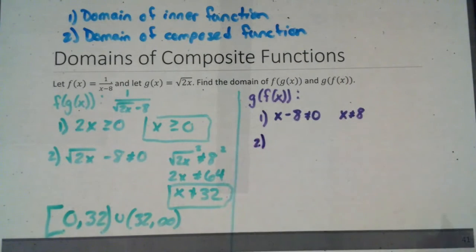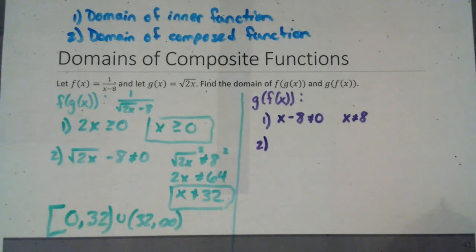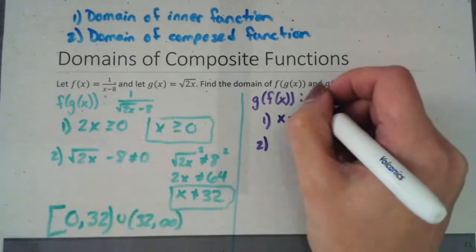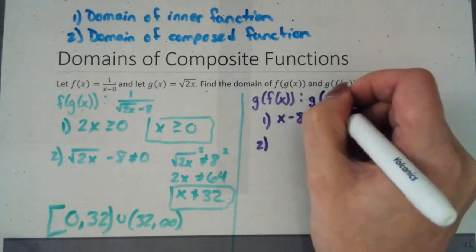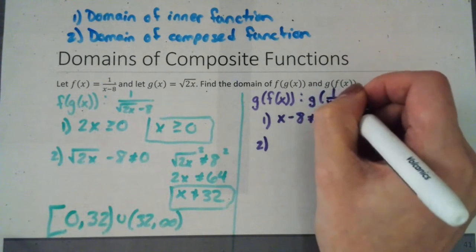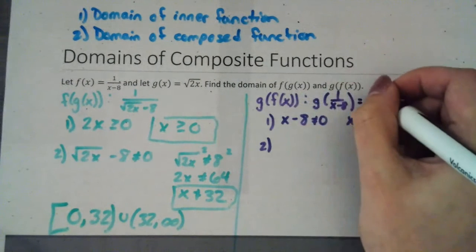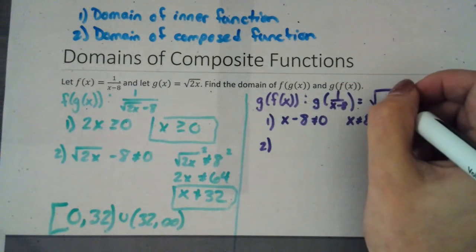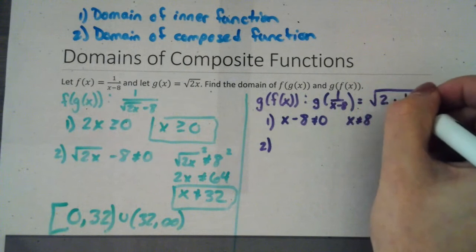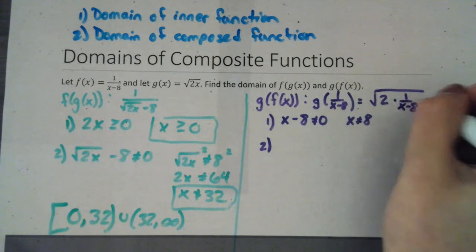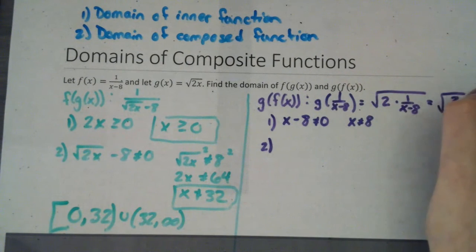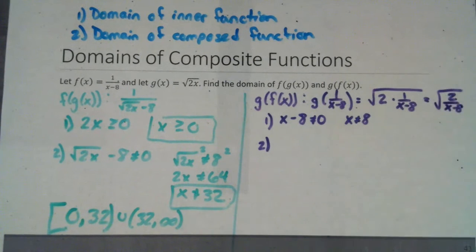Second, I need to look at the domain of the composed function, so g of f of x. So let's see what that would look like. G of f of x is going to be g of 1 over x minus 8. So if I plug in 1 over x minus 8 into my function g, I'm going to have the square root of 2 times 1 over x minus 8, which is the square root of 2 over x minus 8.